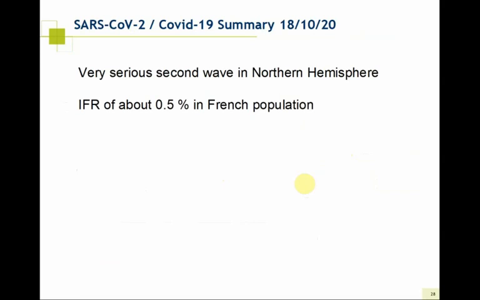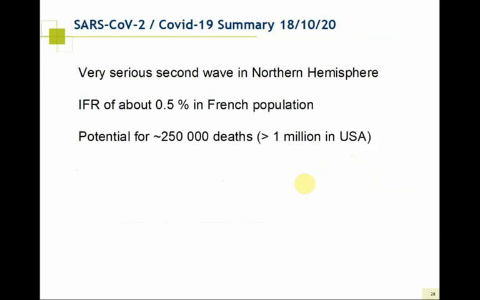You have to remember the infection fatality ratio. The estimate is about 0.5% for the French population. So the absolute worst case scenario we're talking about could be about 250,000 deaths. And this will definitely be more than 1 million in the States. This is the potential. The virus has the potential to kill that many people.